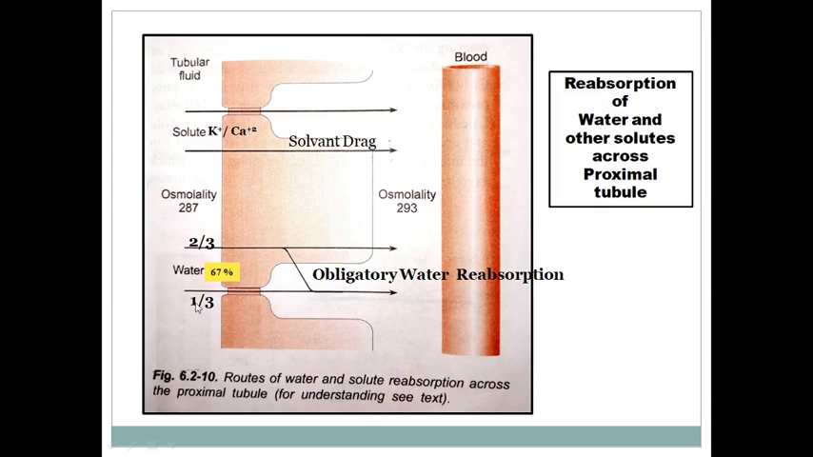Now, because of the movement of water from the tubular lumen to the interstitium in the proximal convoluted tubule, it also drags a few solutes like potassium and calcium 2 plus ions from the lumen to the interstitium. That mechanism is called solvent drag. It means that with the help of the solvent drag mechanism, potassium and calcium 2 plus ions or other solutes also get reabsorbed from the lumen of the PCT to the interstitium of the PCT. So that is the mechanism of water reabsorption through the proximal convoluted tubule.